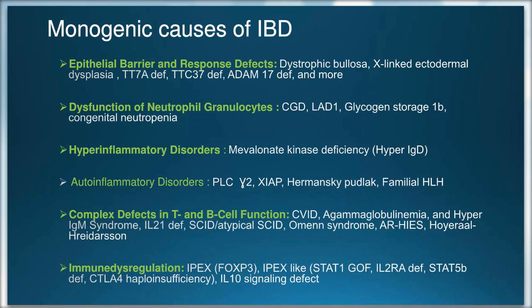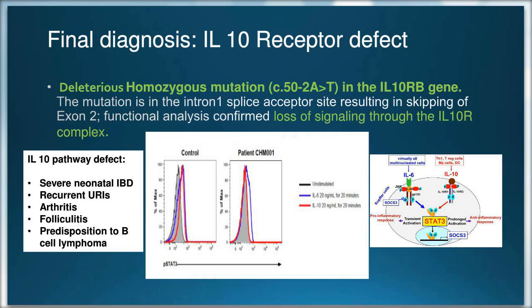So should I go into the diagnosis? Yep, please let us know. Okay. The final diagnosis is IL-10 receptor defect. A lot of people came up with this diagnosis, which is great. This patient had a deleterious homozygous mutation in the IL10RB gene. This mutation is in the intron 1 splice acceptor site, resulting in skipping of exon 2.